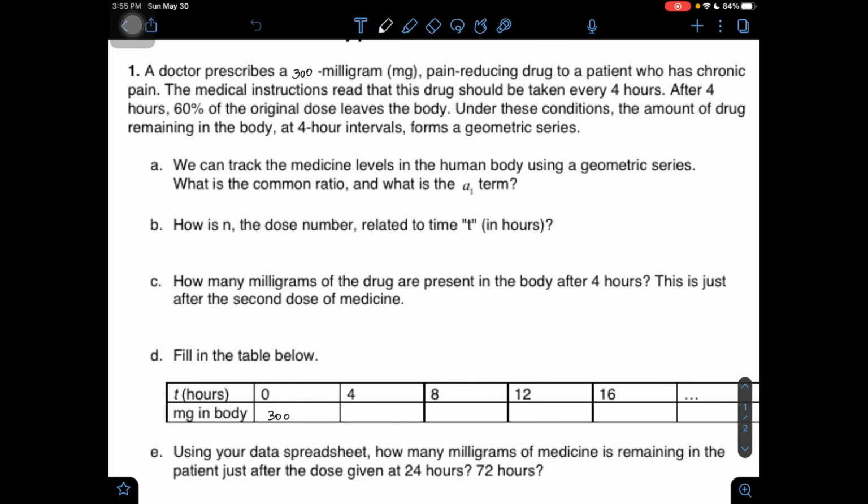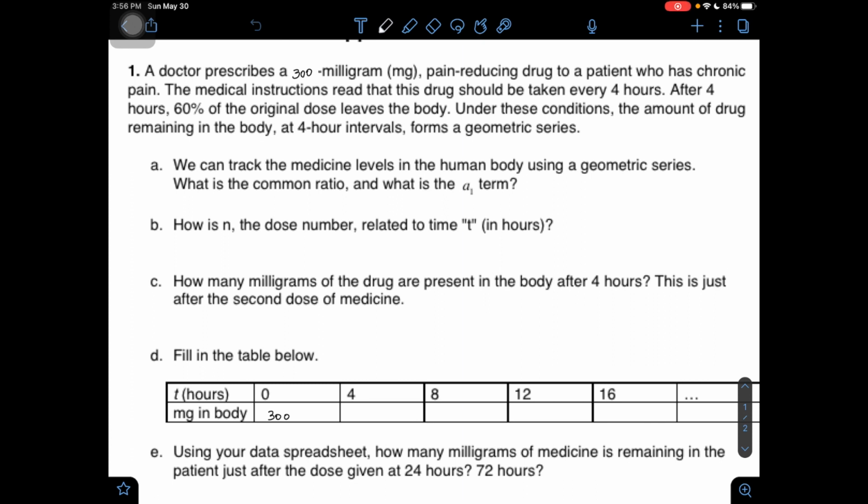In today's video, we'll be going through the applications of geometric series. Well, we can see our first problem says that a doctor prescribes a 300 milligram pain-reducing drug to a patient who has a chronic pain. The medical instructions read that this drug should be taken every 4 hours. After 4 hours, 60% of the original dose leaves the body. Under these conditions, the amount of drug remaining in the body at 4-hour intervals forms a geometric series.